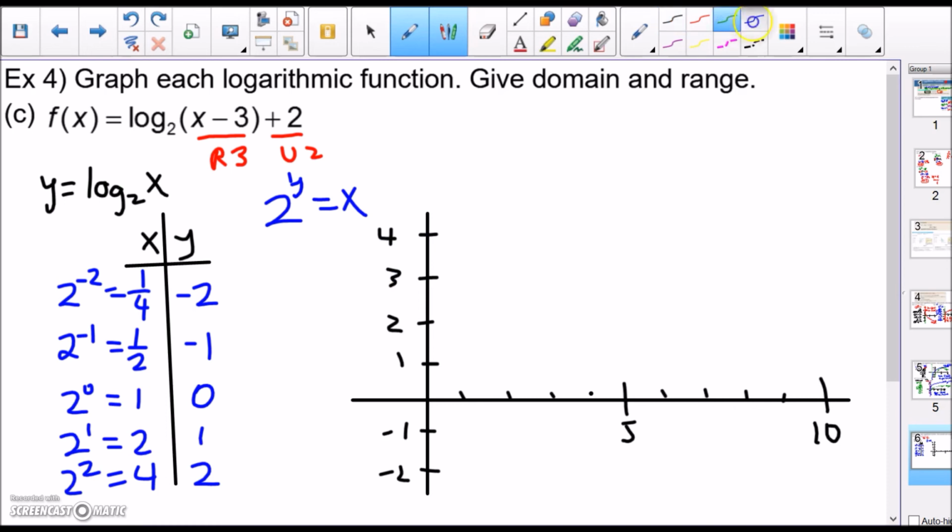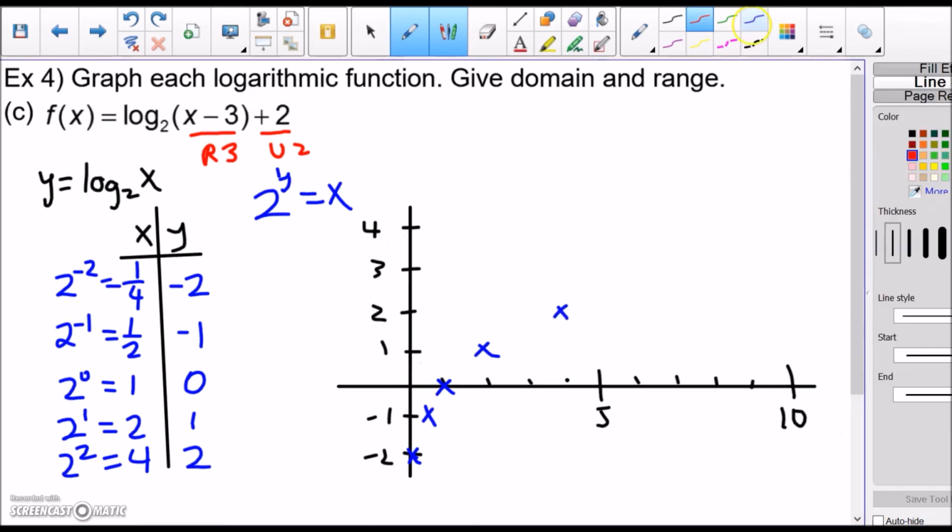So the parent function is 1/4 comma -2. It's going to be a point right there. And 1/2 comma -1, 1 0, 2 1, 4 2. So let's draw that line through. Going to look something like that. So let's do the shifting.